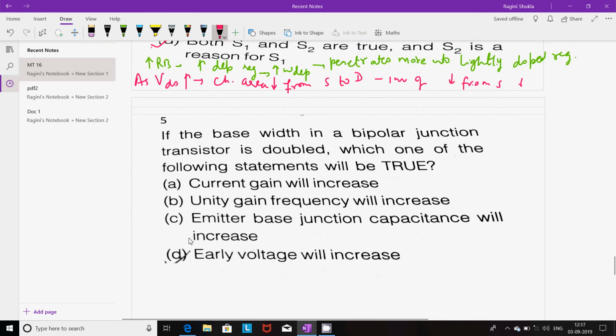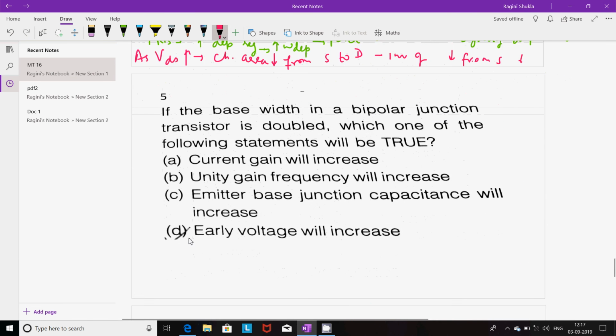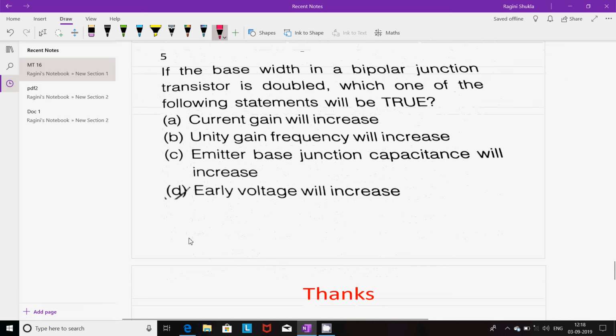Next question. If the base width in a BJT is doubled, which one of the statements will be true? So here, if this is a transistor, this is your emitter, this is your base, this is your collector. So this is the emitter base junction, this is the collector base junction. This is forward biased, this is reverse biased.